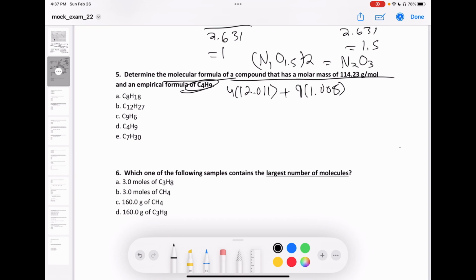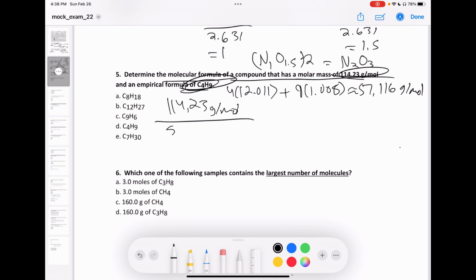The molar mass of this empirical formula is around 57.116 grams per mole. And then we ratio them, so we put this over this: 114.23 grams per mole over 57.116 grams per mole. You guys can already tell it's probably going to be around 2. And yes, it's 1.999, which is approximately 2.